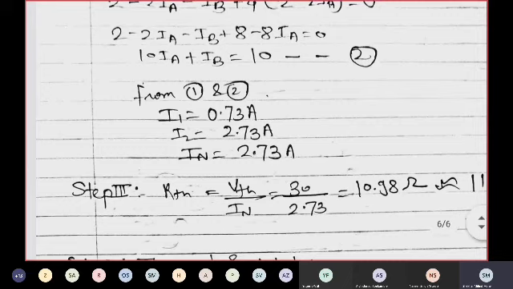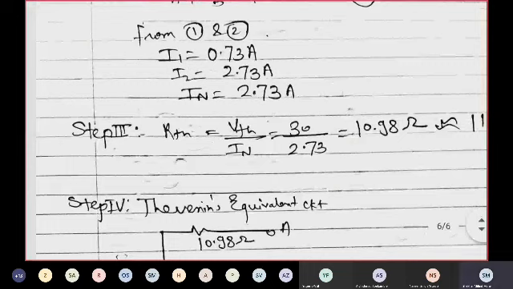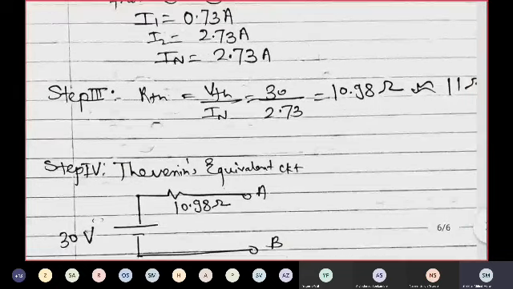So you got this value of IN, and now what is RTH? RTH is nothing but VTH upon IN, because VTH is the voltage drop across AB and IN is the current flowing from A to B. So RTH is the resistance between A and B. RTH is VTH upon IN, which is 30 upon 2.73, that is 10.98 ohm, about 11 ohm.